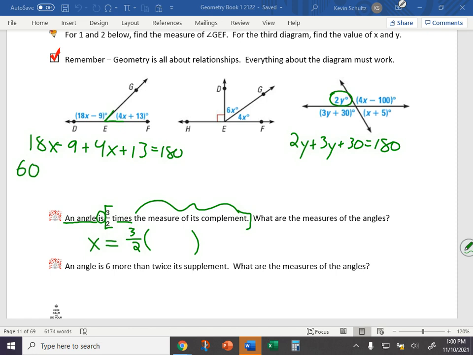That's not all of it. If you knew an angle was 60, how would you calculate its complement to be 30? What calculation could you do, knowing an angle is 60, to know its complement is 30? 90 minus 60, right? So if we know our angle is x, its complement would be calculated by taking 90 minus the measure of that angle, and there's the equation that you're solving. So you're close. An angle is 3/2 times the measure of its complement, which is 90 minus x.